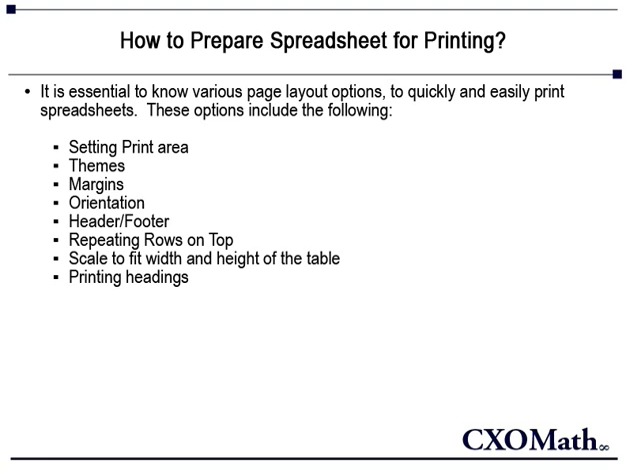a printer-friendly worksheet. We're going to introduce you to the following options in page layout: setting print area, themes, margins, orientation, header and footer, repeating rows on top, scale to fit width and height of the table, printing headings. So let me take you through an example to familiarize you with the page layout options.